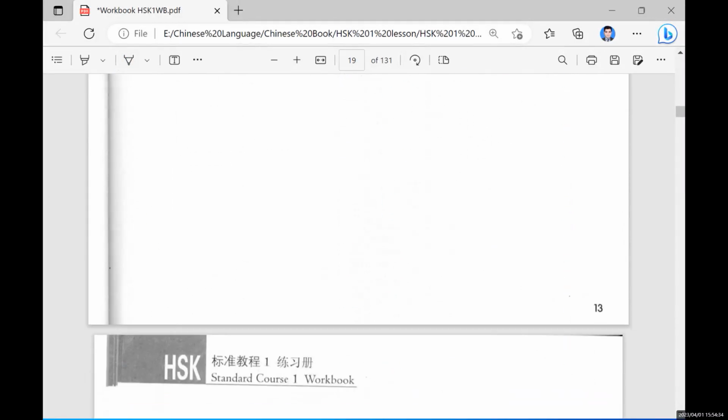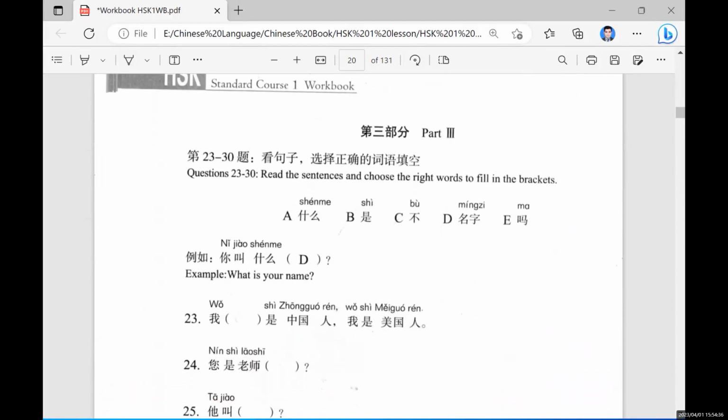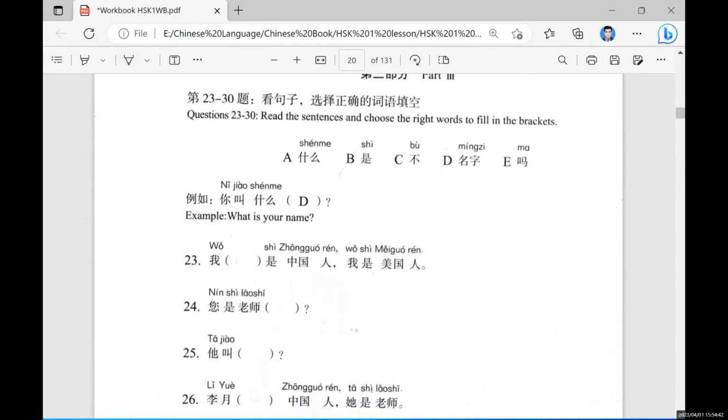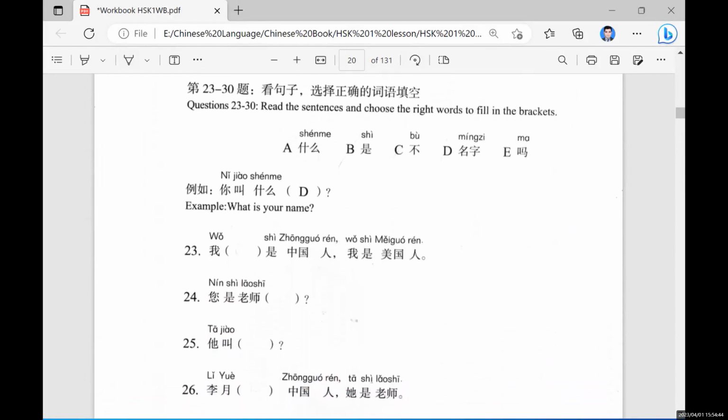So next we have part 3. In part 3, read the sentences and choose the right words to fill in the brackets. Here we have options which we have to fill in. Firstly, we have an example. Ni jiao shenme. They already use D, so we ignore it. We have shenme, what, shi, ma, question mark. So in question 23, Wo, Philip, blank, shi Zhongguoren. Wo shi Meiguoren.